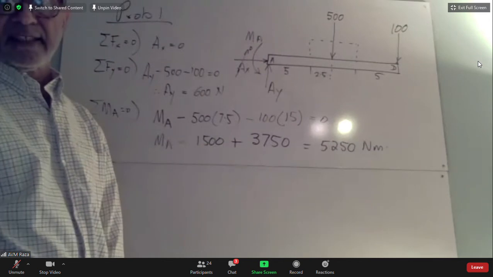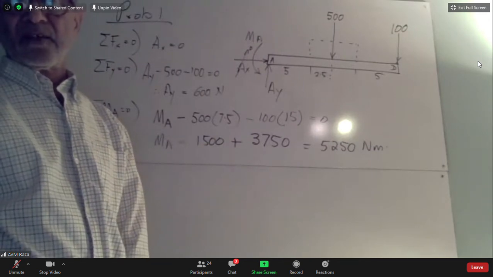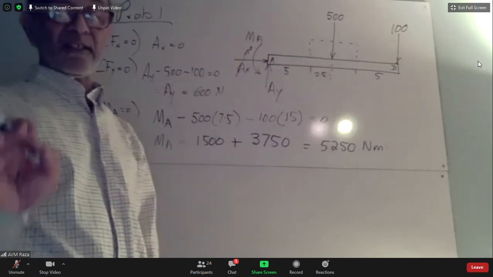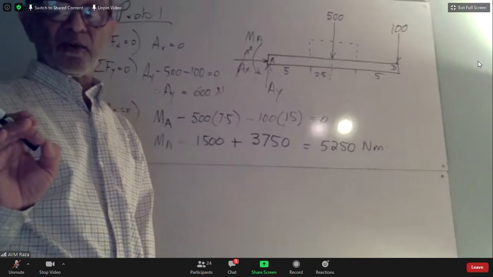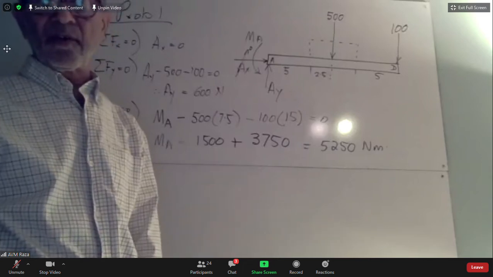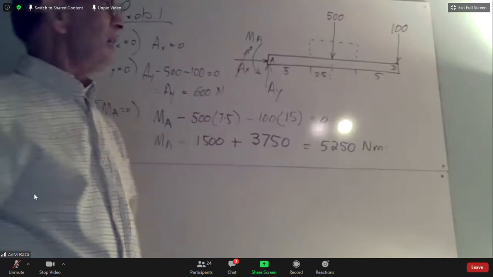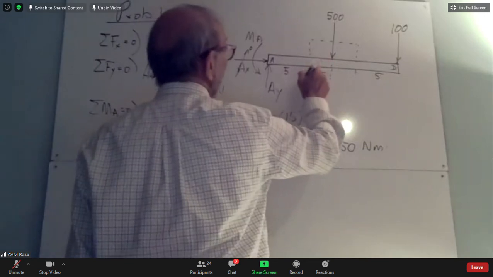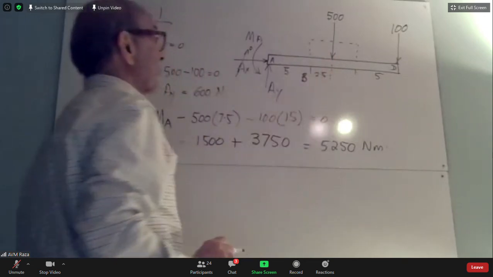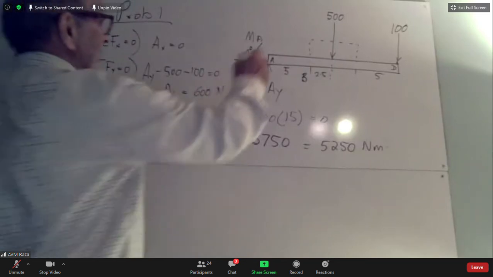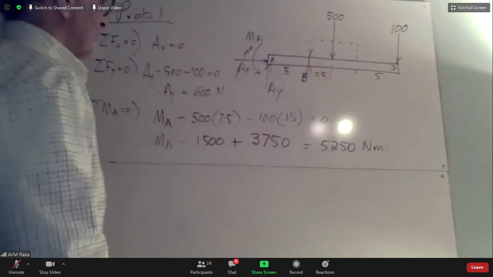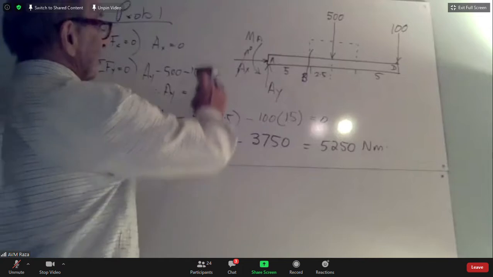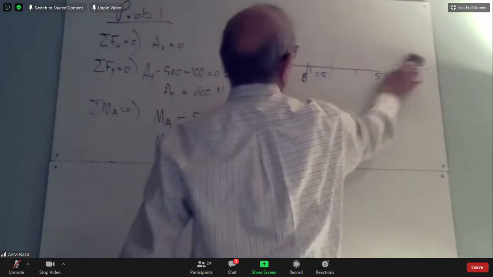Once you have done this, then the next step is to take a section at the point where you are interested in finding the internal load. So let's say we want to first find the internal loads at point B. This is point B somewhere here. I have to take now a section at this point B. And once you take that section, you have to draw the free body diagram of that section. I'm going to make some space.